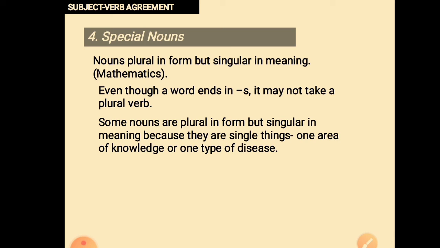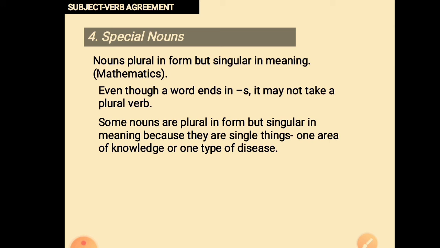Like, for example, mathematics. Mathematics is a special noun because it is plural in form but singular in meaning. But why is it plural in form? Because it ends with S at the end of the word, tama? Pero ang meaning niya is singular siya, hindi plural. So even though a word ends in S, like mathematics, it may not take a plural verb because some nouns are plural in form but singular in meaning because they are single things, meaning to say they have one area of knowledge or one type of disease.